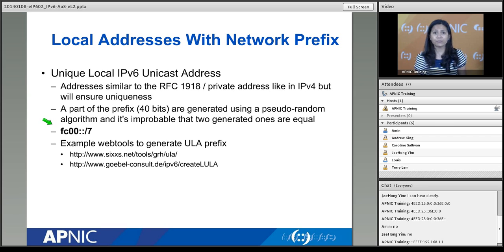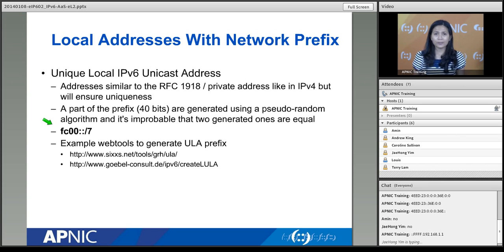In IPv4, what are our private addresses? You have, of course, the 192.168.0.0/16 range, you have 172.16.0.0/12, and 10.0.0.0/8. Those are private addresses. They're not supposedly viewable on the global internet. You're not even supposed to announce those prefixes because they can only be used within your local network. Okay, that is RFC 1918, private addresses.